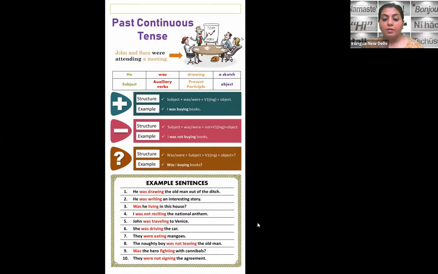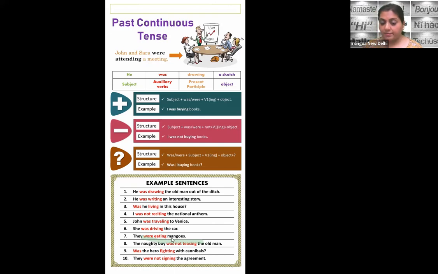Okay. Now, some more examples. He was drawing the old man out of the ditch. He was writing an interesting story. John and Sarah were attending a meeting. Was he living in this house? It's a question. I was not reciting the national anthem. Negative sentence. John was traveling to Venice. Positive sentence. She was driving the car. Positive sentence. They were eating mangoes.